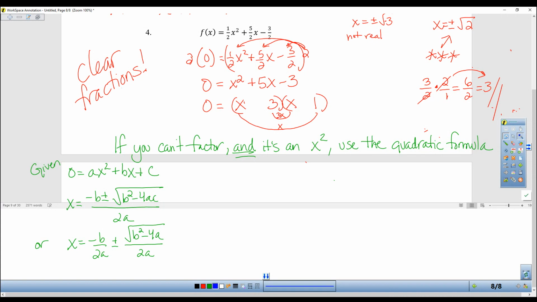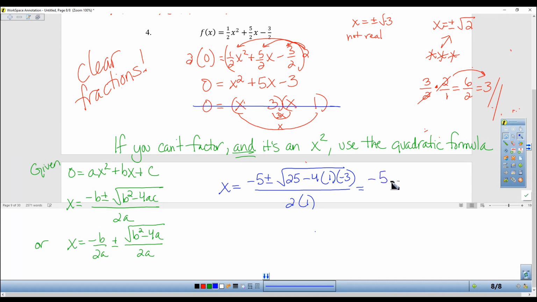So let's do that. So I can't factor, so I'm going to use the quadratic formula. X is opposite of b plus or minus the square root of b squared minus 4ac all over 2a, which is negative 5 plus or minus the square root. So 25 plus 12 is 37 all over 2.